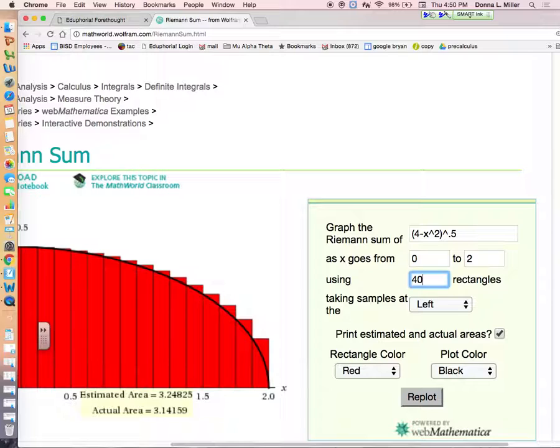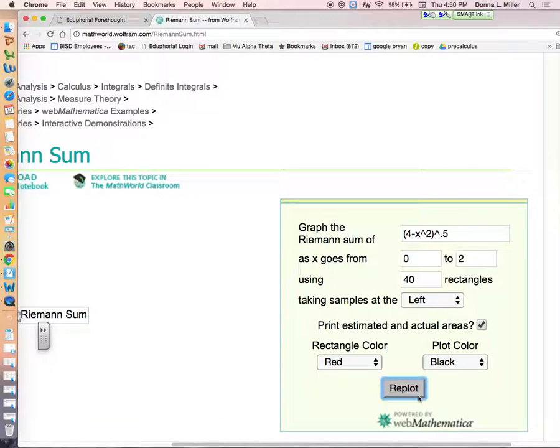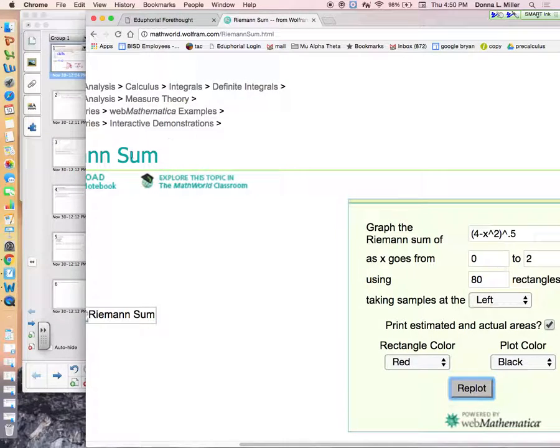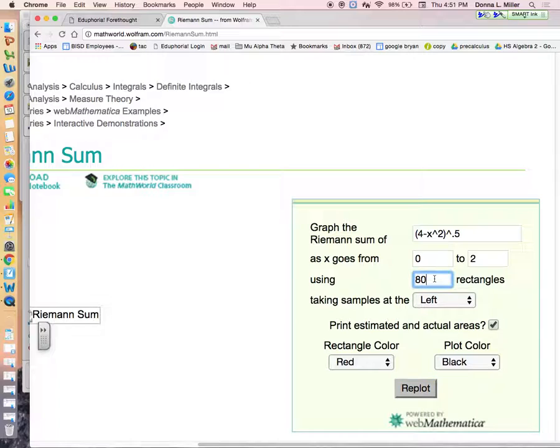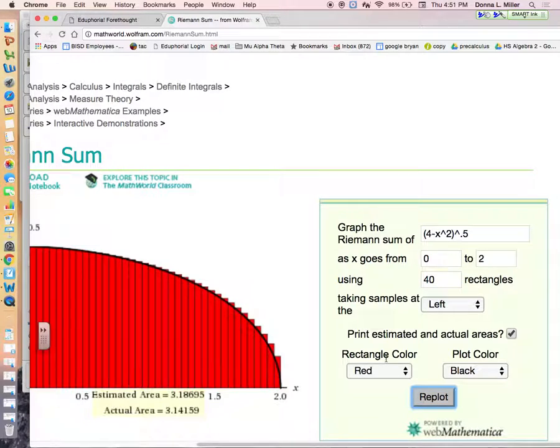So if I do 40, hello. That's interesting. Let's try 80. It doesn't like that. Maybe too many rectangles for it. No. Let's try 40. There we go. Okay, there's 40, 3.18695. Write that down on your table.